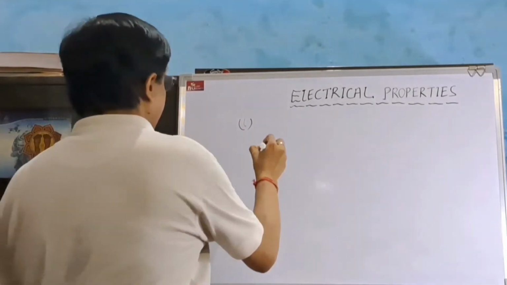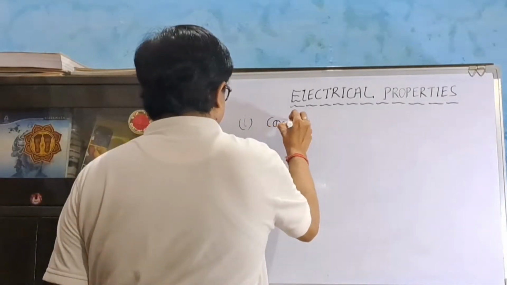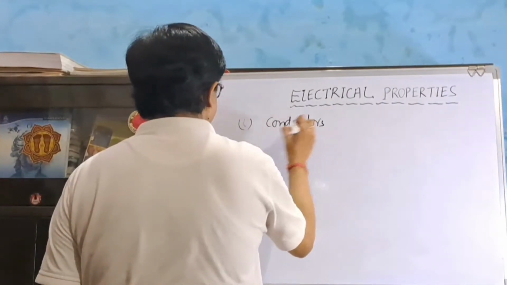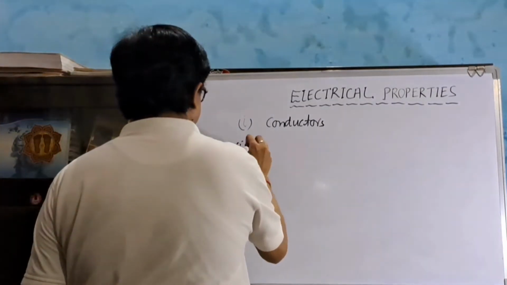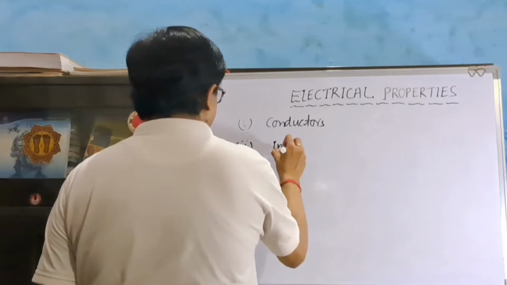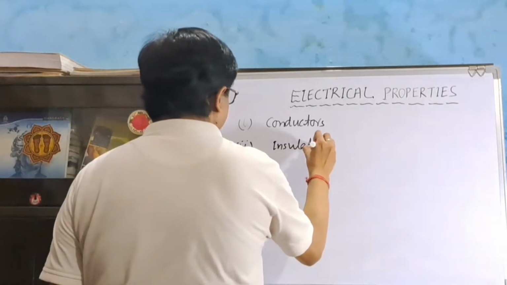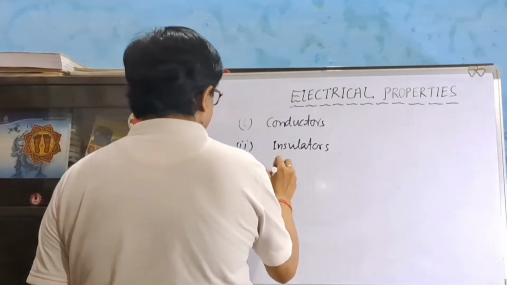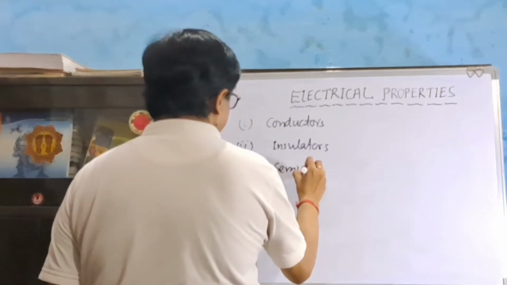First is conductors. Second is insulators, and third is semiconductors.